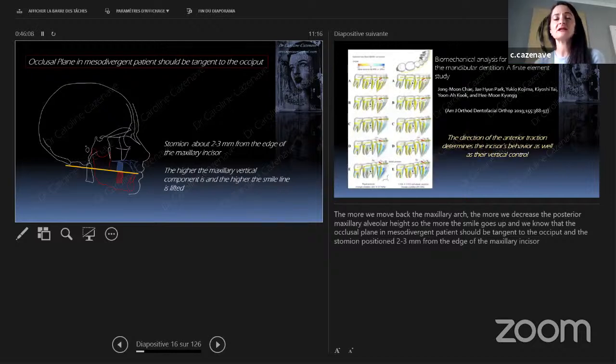The more we move back the maxillary arch, the more we decrease the posterior maxillary alveolar height, so the more the smile goes up. And we know that the occlusal plane in mesodivergent patients should be tangent to the occiput and the stomion positioned 2 or 3 millimeters from the edge of the maxillary incisor.